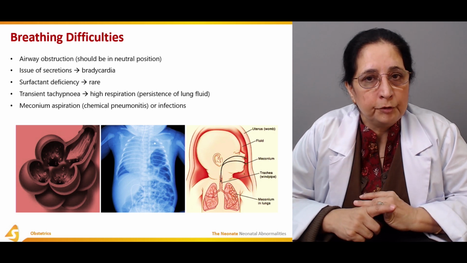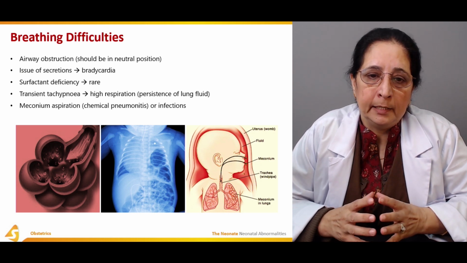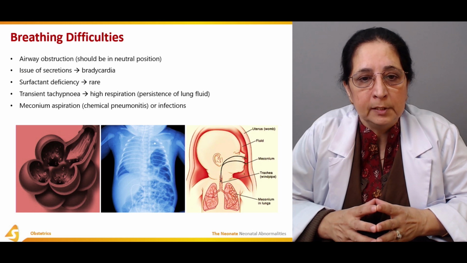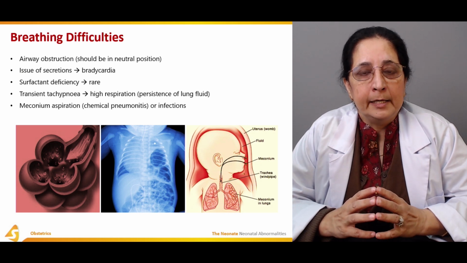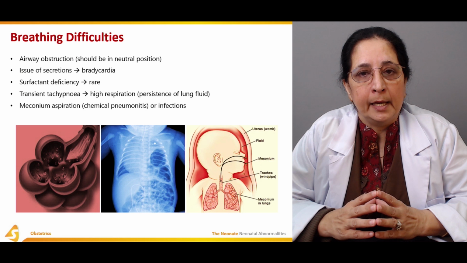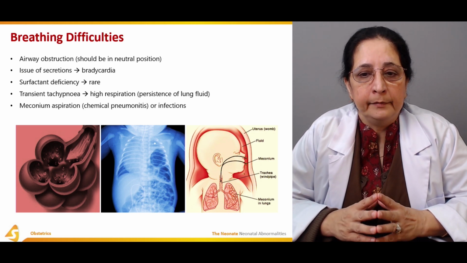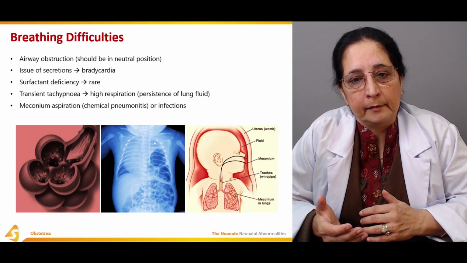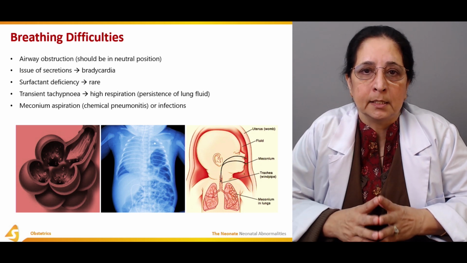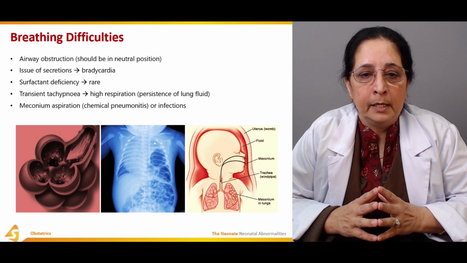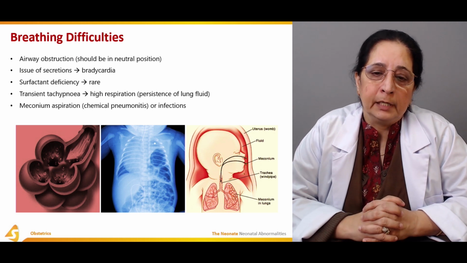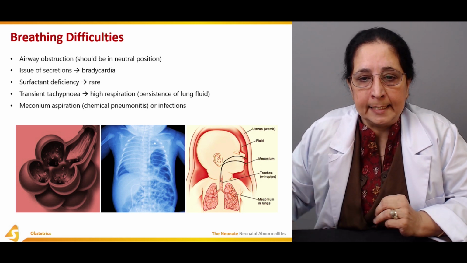So with airway obstruction, we should keep the baby in the neutral position. Bradycardia is present if they have secretion issues. Tachypnea is present if there is high respiration and persistence of lung fluid. Meconium aspiration can cause pneumonitis.